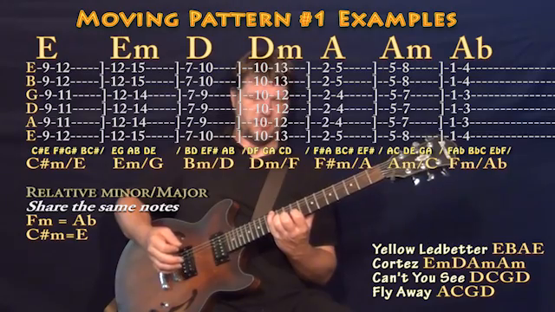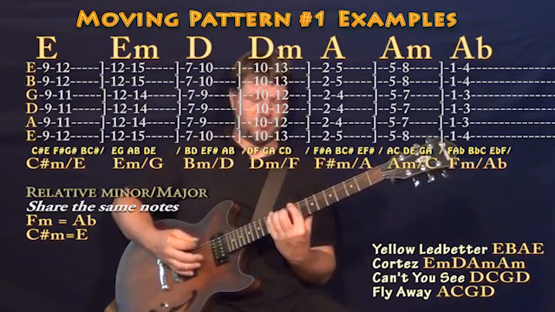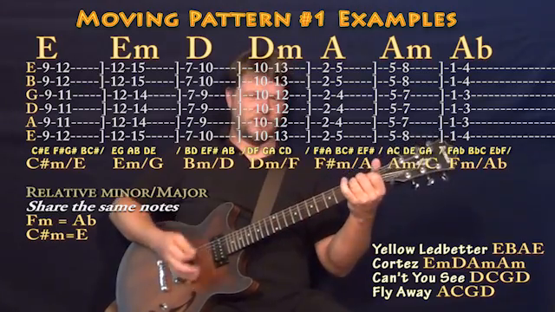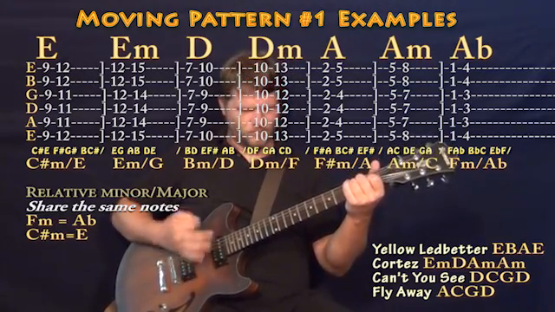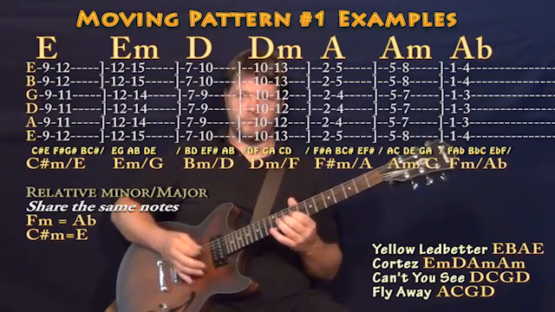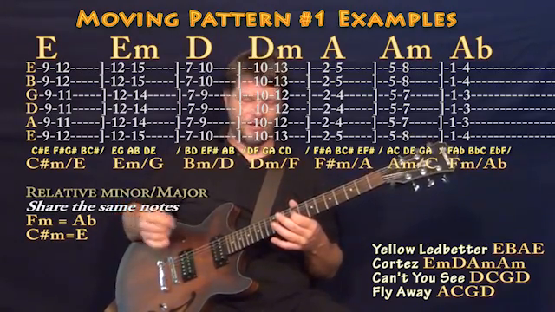You start lining up the pinky on 12, and now you've got 9, 12, 9, 11, 9, 11, 9, 11, 9, 12, 9, 12. So if I've got this chord going on, that's where I would line that up.